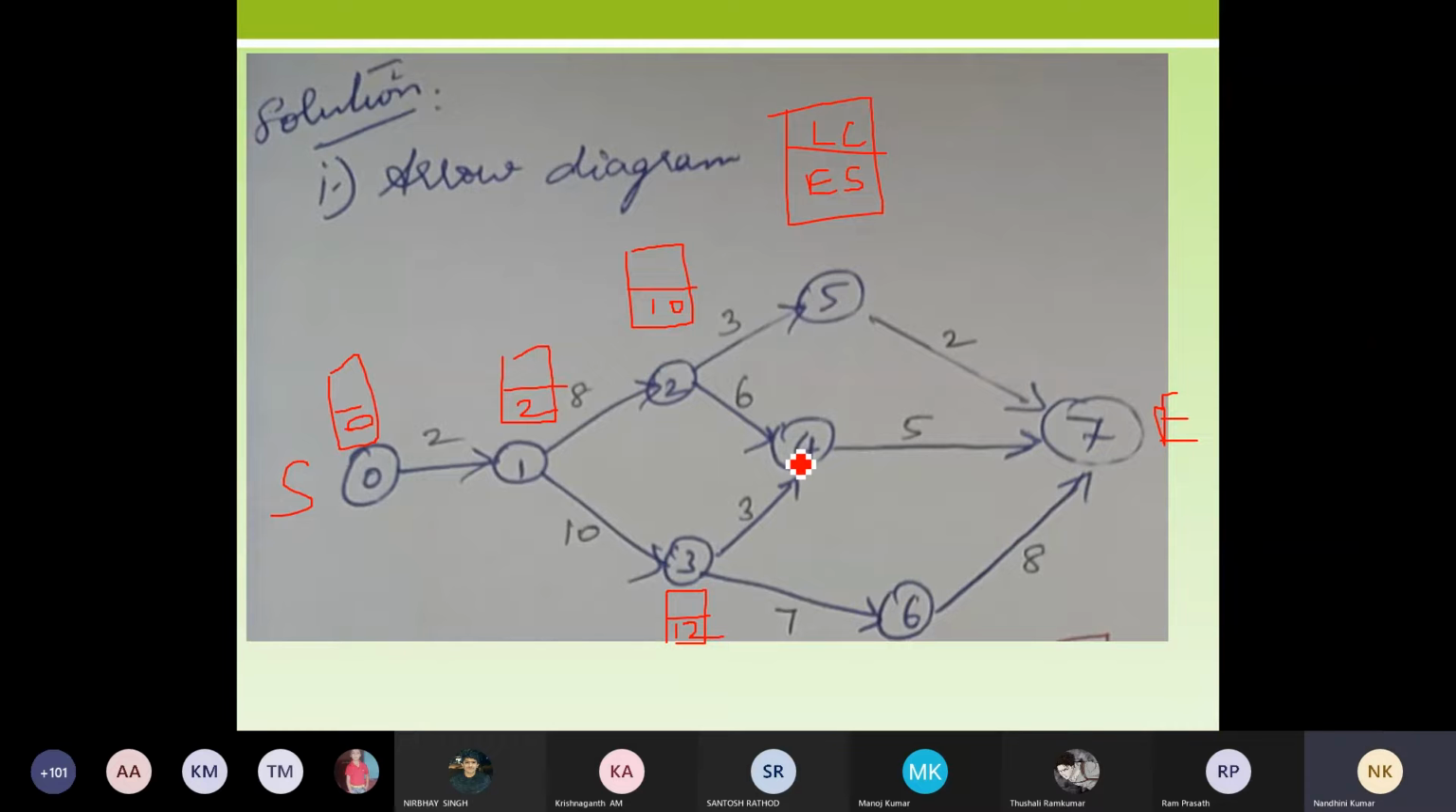Can I ask, ma'am, why you didn't go to 4 directly instead of going to 5? For 4, I'm having 2 possibilities, whereas for 5, I'm having only 1. So let me complete my 5 and come to 4. So here it is 10 plus 3. So it is going to be 13. So for my sixth activity, I'm drawing a box here. So here it is 12 plus 7. That is going to give me 19.